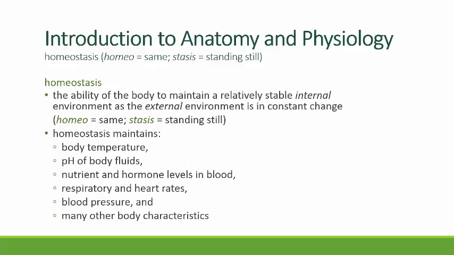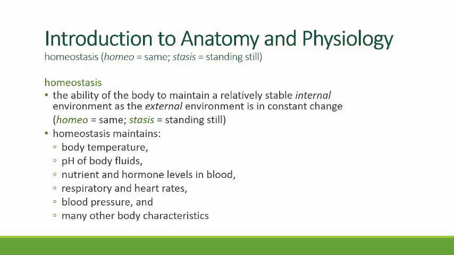So homeostasis is all about the ability of the body to maintain a relatively stable internal environment, even if the external environment is fluctuating wildly, because that's what the external environment does. It does not stay constant. It moves around a lot. But all the processes that are happening inside the cell must have relatively stable conditions in order for them to function at peak efficiency.